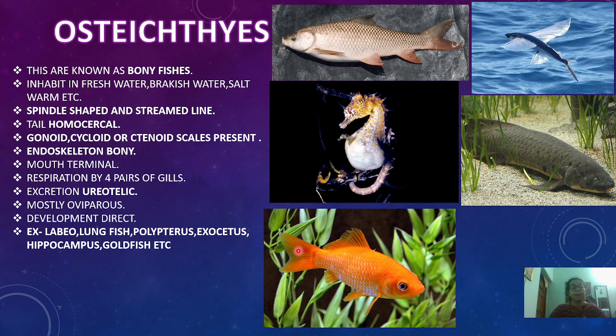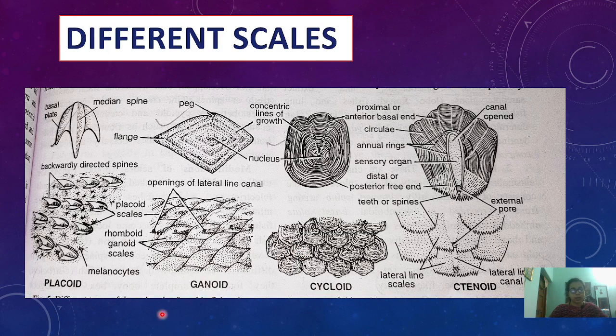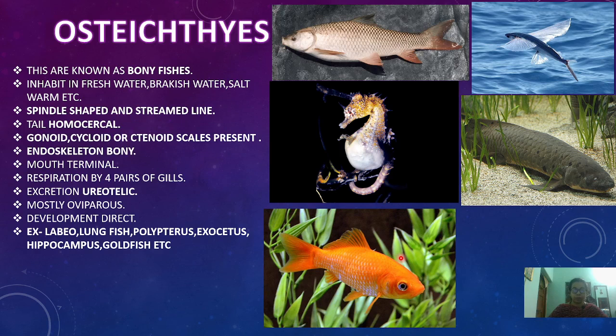And what type of scales do they have? They have ctenoid, cycloid and ganoid types of scales. This is the ganoid scale, this is the cycloid scale and this is the ctenoid scale. So different types of scales are present. Placoid scales, which are spine-like, are found in chondrichthyes. Ganoid, cycloid and ctenoid scales are found in the Osteichthyes. And they also have ureotelic excretion, that is, urea will be excreted.